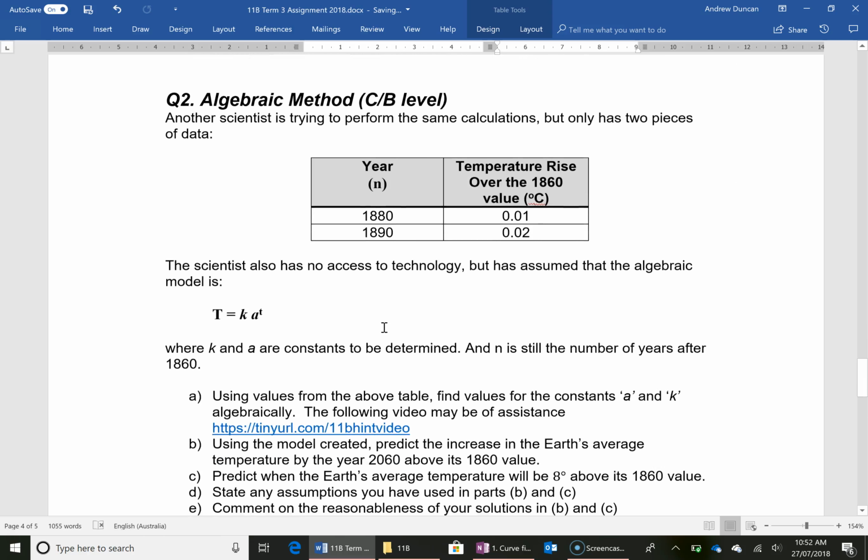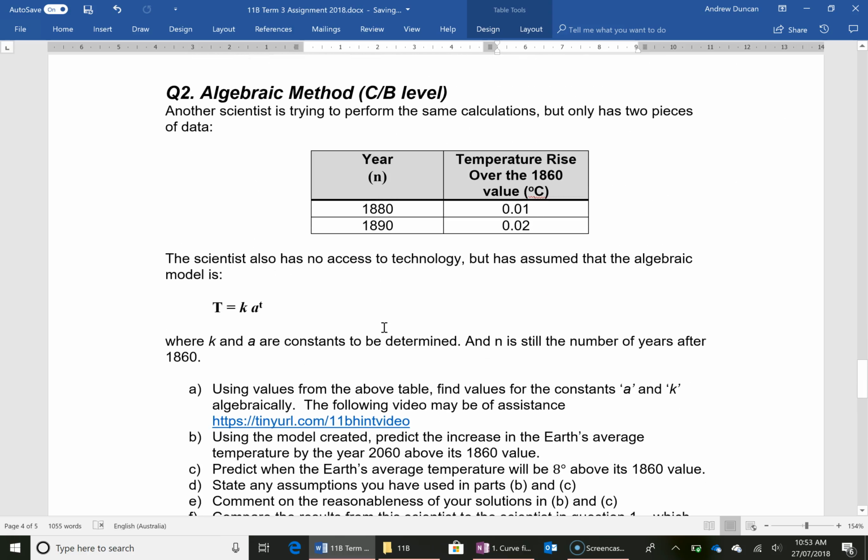Okay, question 2 is doing it all algebraically. So in question 2, you don't have a whole heap of data. You've just got 2 pieces of data, and from those 2 pieces of data, you should be able to find the same model. That should be a T as well. Yeah, my mistake again.